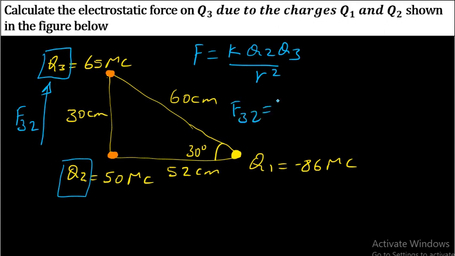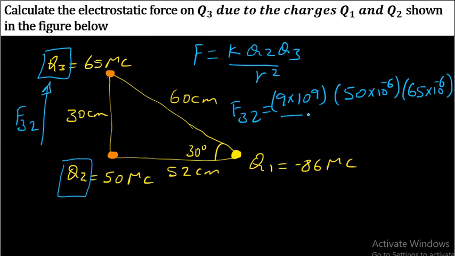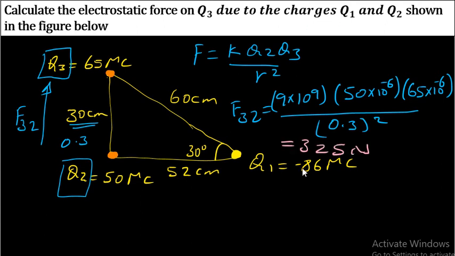F3 on 2 will be 9 times 10 to the power of 9 multiplied with Q2, which is 50 microcoulomb, meaning 50 times 10 to the power of negative 6, and Q3 the same way, 65 times 10 to the power of negative 6. This is whole over the distance between them, which is 30 centimeter, changed into meter by dividing by 100, so it's going to be 0.3 squared according to the formula. So this result will give us 325 Newton. This force is an upward force.